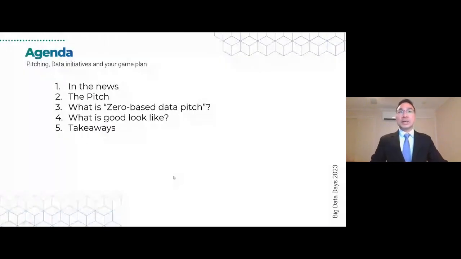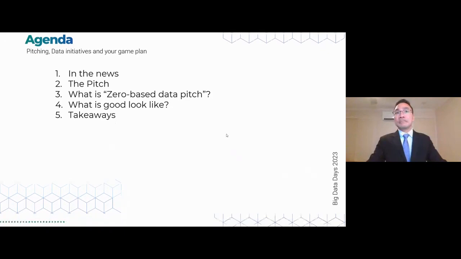So this is the rough agenda. As you can see, we'll cover five key areas. In the news, it is all about the context. Then it is about the pitch, general information about what we've learned about the pitch so far. Then what is the zero-based data pitch, what exactly it looks like and how it is applicable to your everyday work. And then some key takeaways. And then we will have the Q&A session.